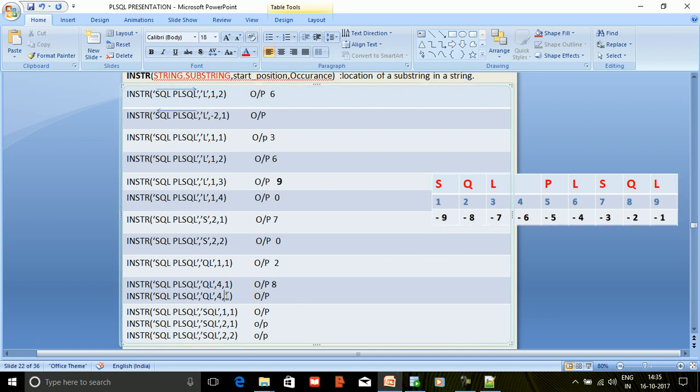And similarly, if you go for the second occurrence from position number 4, it will return 0. From position number 4, the first occurrence is at the 8th position, and is there any second occurrence? No. That's why it is returning 0. And similarly, I am checking now 3 characters from position number 1. See here. SQL is equal to SQL? Yes, this word is matching with the given substring SQL. So the output would be 1.